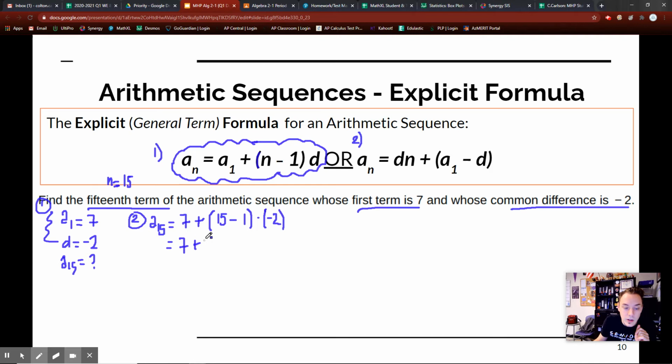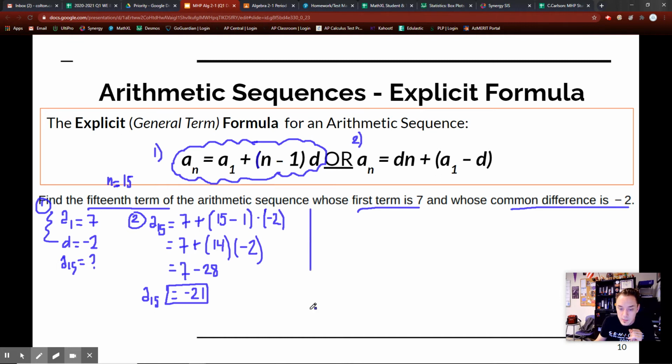Okay, this is 7 plus, in parentheses, this is 14, and then times -2. Okay, this is 7. What's 14 times -2? That's going to be negative 28. Sorry. -28, and then plus 7, which is going to be -21. This is my final answer. What does that mean? This means this is the 15th term. That's what that means. It's the 15th term. Now, I did that pretty fast, moderately fast.